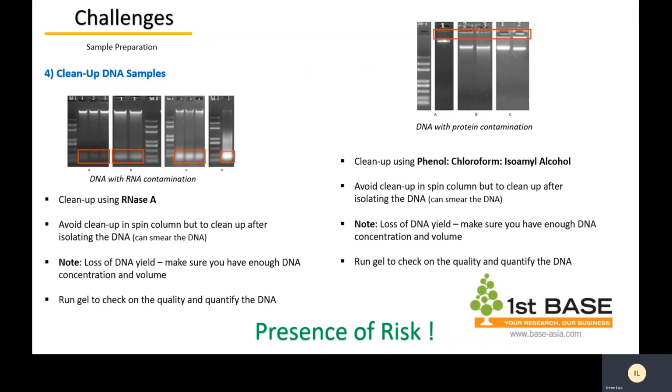If you have RNA contamination, clean up using an enzyme that is called RNase A. Our experience is not to clean up in a spin column. Now, if you remember, most of the kits actually come with a spin column, and they will have an option whereby you can clean up your samples in the column itself using RNase A. So our experience thus far is that when we clean up inside the spin column, usually we see smearing, DNA smearing. So what we usually do is extract first and clean up after the extraction.